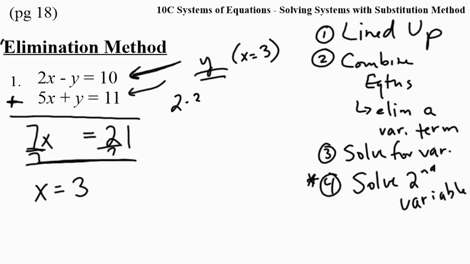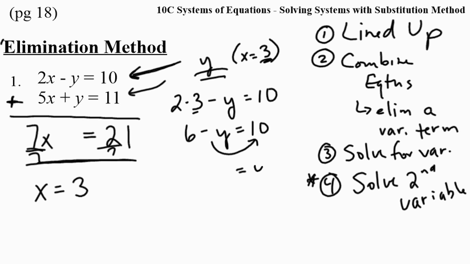2 times 3, subtract y equals 10, by putting the 3 in for the x. 6 minus y equals 10. Move the y over here to become a positive y, and move the 10 over here. 6 subtract 10 is negative 4. So our solution is (3, -4).